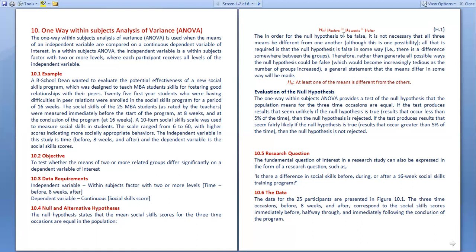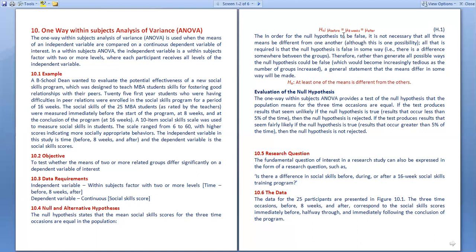And to answer this, let's have an example. This example is about a business school where they are trying to see the effectiveness of the newly designed social skills program, and they are just trying to understand that how the social skills program can improve upon the relationship of students with their peers.